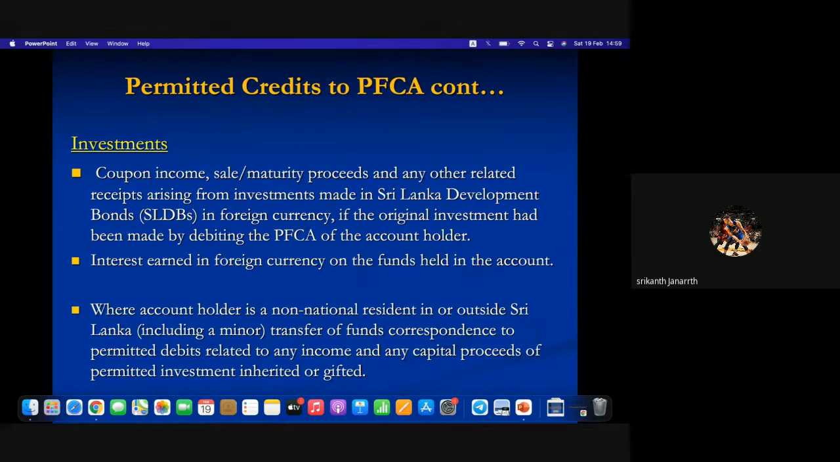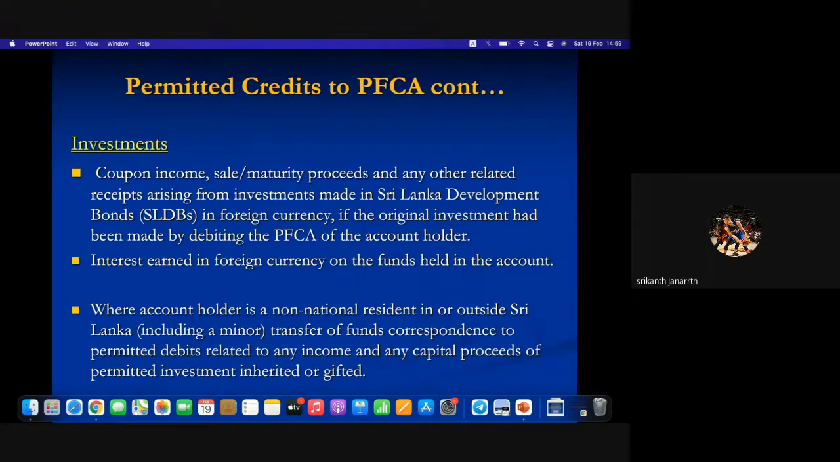You have to initially debit. So always remember, if the original investment has been made by debiting, so every investment has to debit the PFCA, then only it can come as a credit. It can't come as a credit without the debit. Now always remember that a corresponding debit should be there with the credit. Interest, whatever balances in your PFC account, you have interest income coming in. So that also can come as an inflow to your PFC account, right?